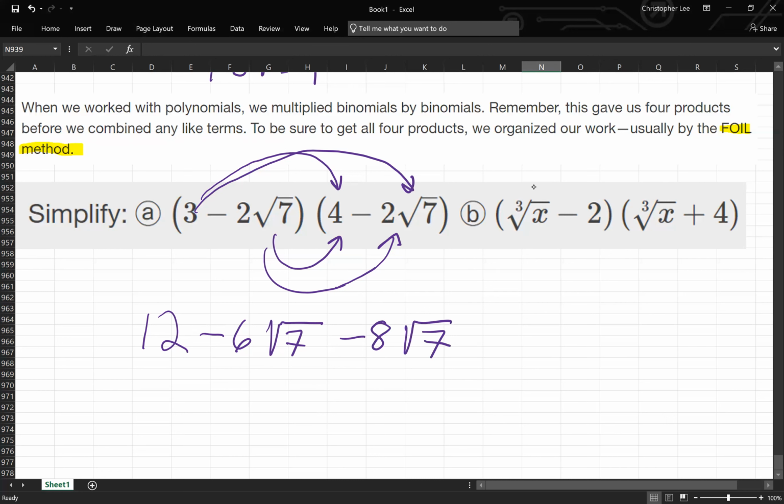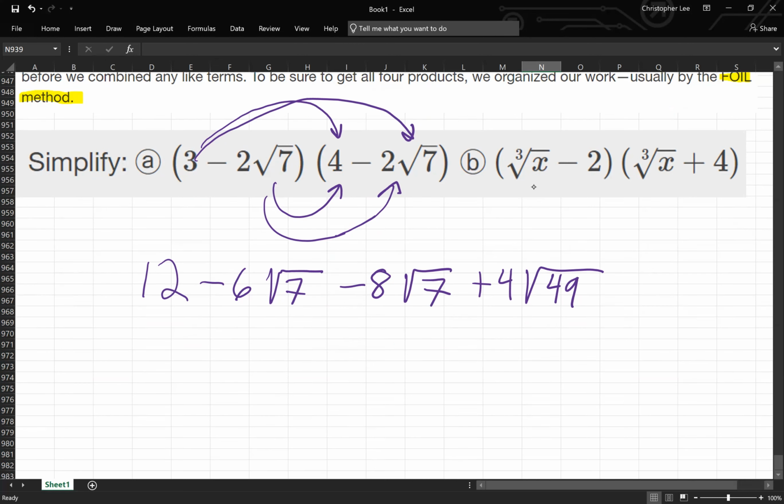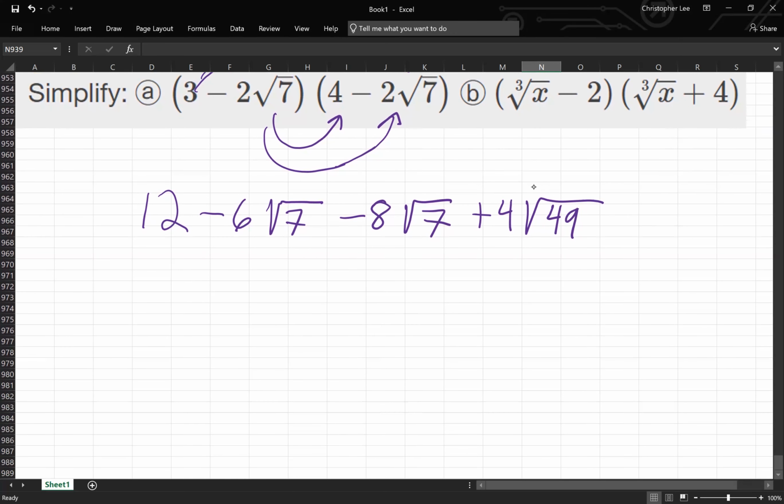Now, it's complicated. Negative 2 square root 7 times negative 2 square root 7 is what? Positive 4 square root what? 49, right? Remember, numbers with numbers, radicands with radicands, right? All right, awesome. Let's combine like terms here, right? And simplify this and all that good stuff, right?